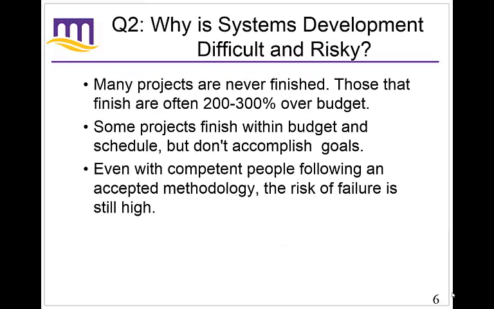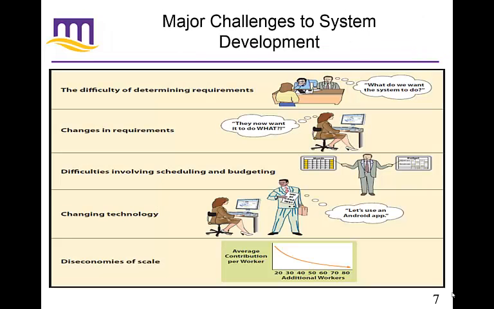So why is this so difficult? Why is it that so many projects are never finished, and those that do finish are sometimes 300% over budget? So it costs 2 to 3 times as much. And there are some projects that finish within budget and schedule but can't accomplish their goals. And even with competent people and an accepted methodology, there's still a high risk of failure. So why? Why do we have these problems? So here are some of the major challenges.